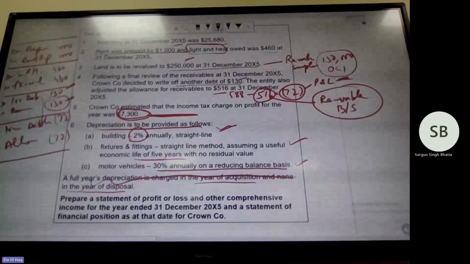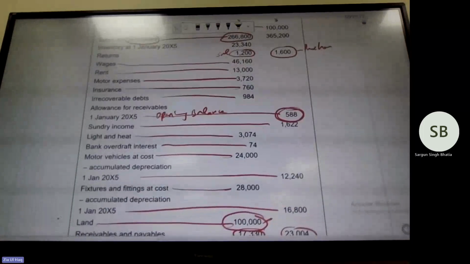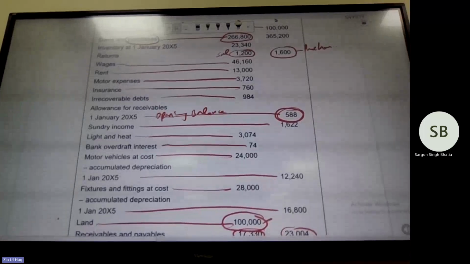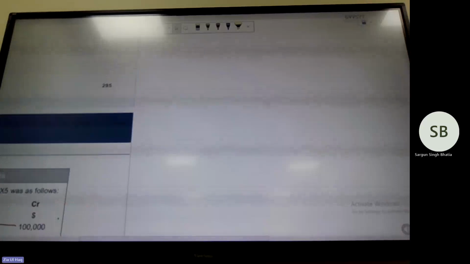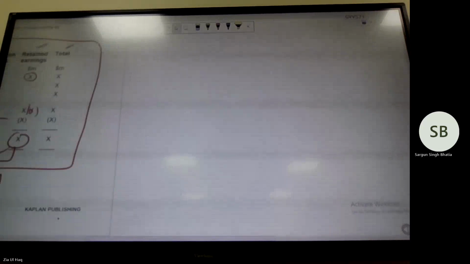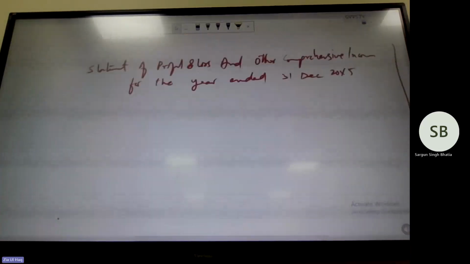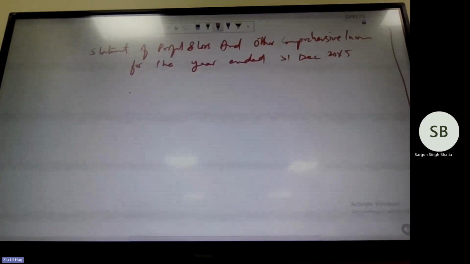So now we are going to prepare the statement of profit and loss and other comprehensive income and the statement of financial position. First, shall we move towards the statement of profit and loss and other comprehensive income? We have figures for sales and we need to calculate cost of sales. Here we have prepared our pro forma. So for the statement of profit and loss, sales revenue first.